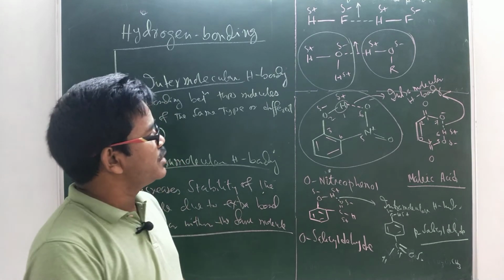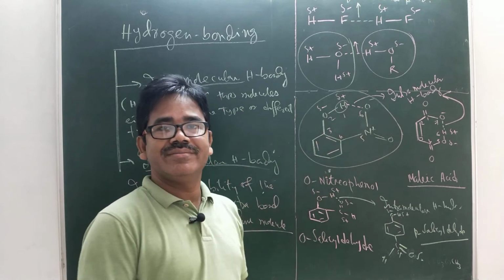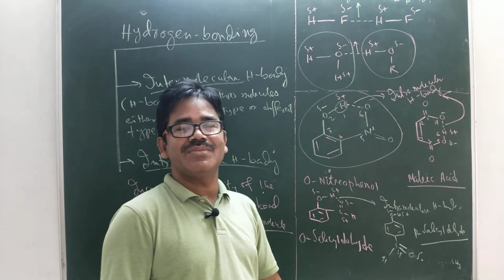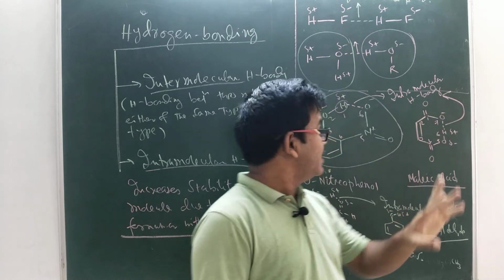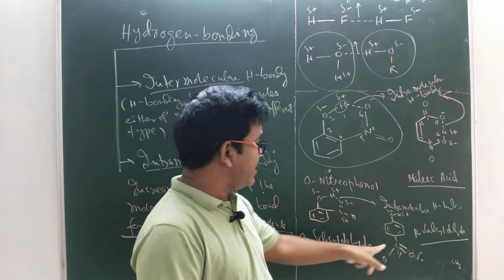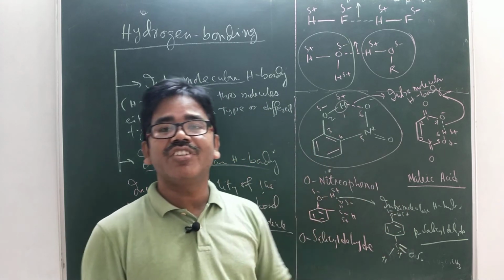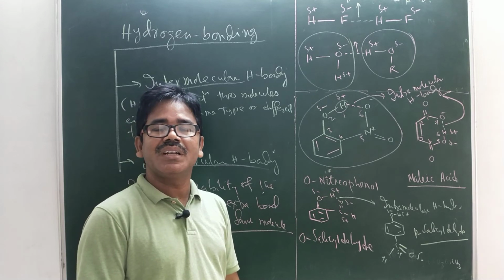Intramolecular hydrogen bond will be possible when positive and negative remain nearby. In case of para, that is not possible. Here negative and positive are nearby, that is possible. Here also negative and positive are nearby, but here negative and positive are far away from each other. They cannot attract. Therefore, there is no formation of intramolecular hydrogen bond.